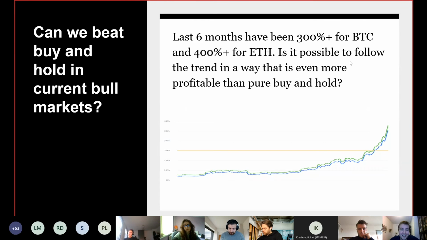But the question that we posed for this presentation is: if we consider the last 6 months, so broadly speaking since last July, Bitcoin has been 300% up and Ethereum roughly 400% up. So is it possible to create a trend following strategy that would perform better than pure buy and hold? Scenario one is to buy Bitcoin and Ethereum and hold until today. Scenario two is where you create a trading strategy, a very simple one in this case, that buys and sells and tries to perform better than what Bitcoin and Ethereum did themselves. So this was the question to start with.